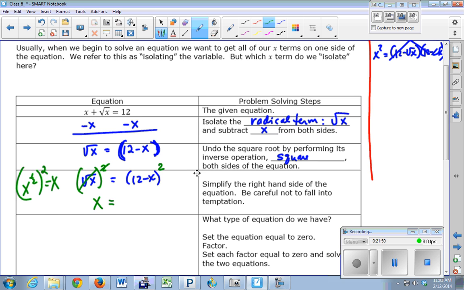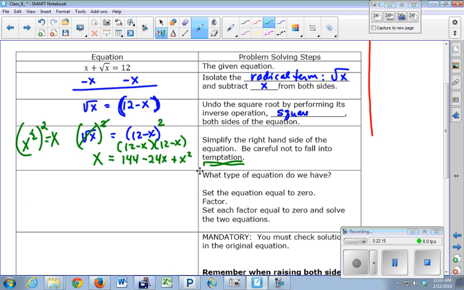And now you have to square the binomial. And hopefully you did not get this wrong on your quiz. When you square a binomial, to be safe, unless you know the formula from doing it over and over, just do it out the long way with FOIL. You get 144 minus 24x plus x squared. Okay, so that's the temptation part. It's not 144 plus x squared. It gives you 3 terms, always 3 terms on your right side there when you square a binomial.